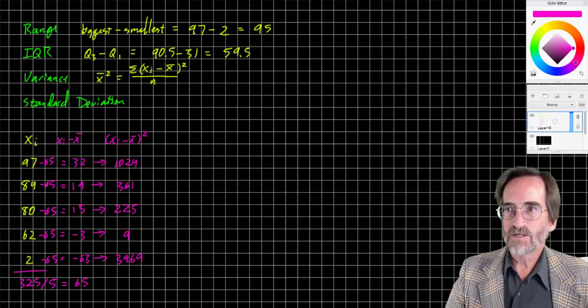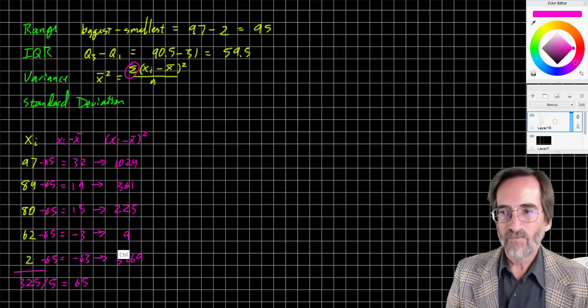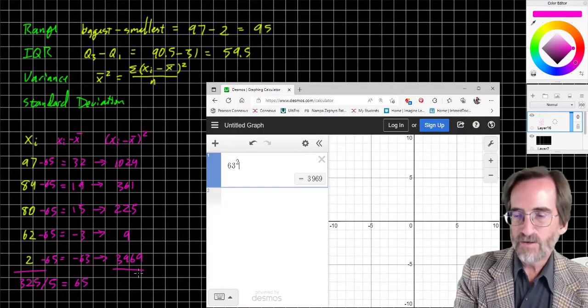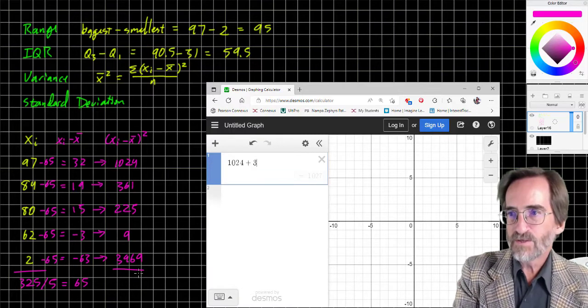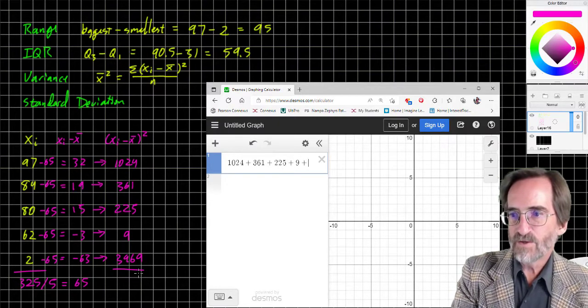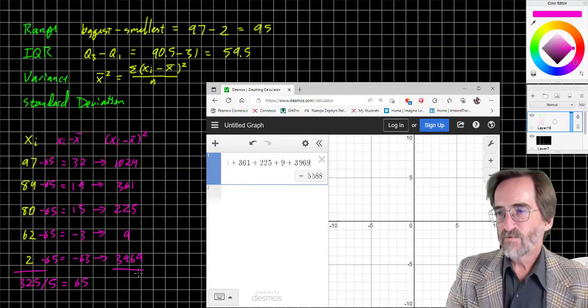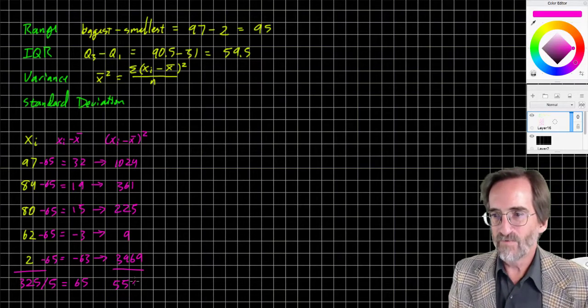So we take each x value, subtract the mean, square it, and then average them. This means sum. Add them all up and divide by how many there are. So we're going to add these up, and I'm not going to do that in my head. 1024 plus 361 plus 225 plus 9 plus 3969, 5588. And we'll find out if we made any mistakes here, by the way.